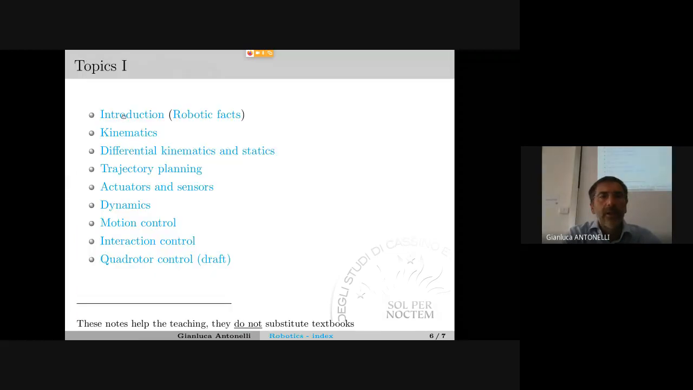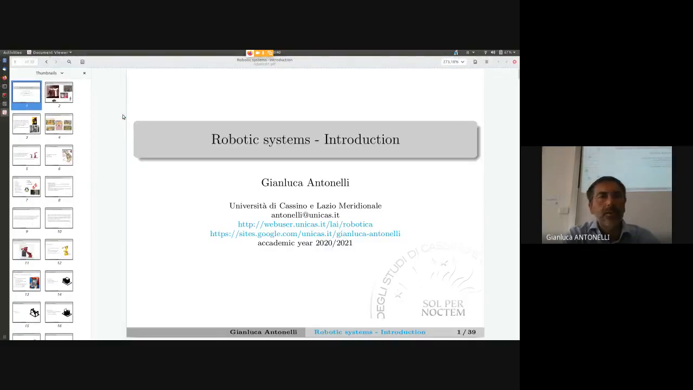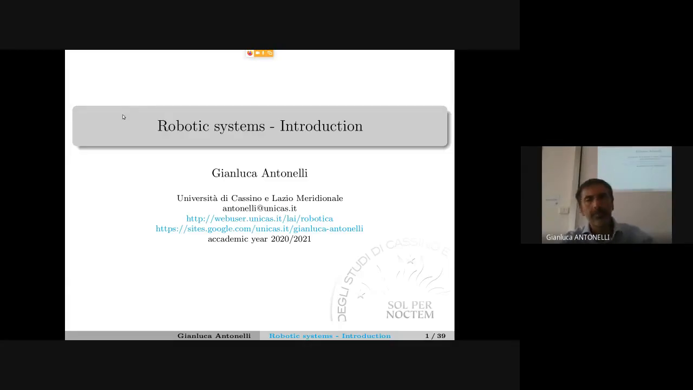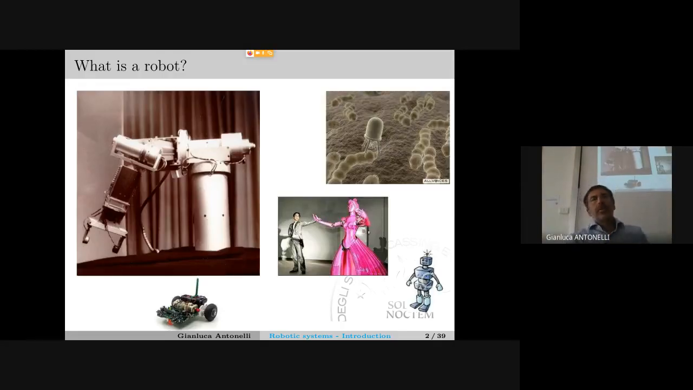Let us continue with a very easy introduction. Okay, what is a robot? We will study, basically, applied mathematics, because we will see a lot of equations in this class, a lot of code, and we will try to understand how it is possible to control a robot, how it is possible to understand what a robot is doing, or where it is. But first of all, what is a robot?